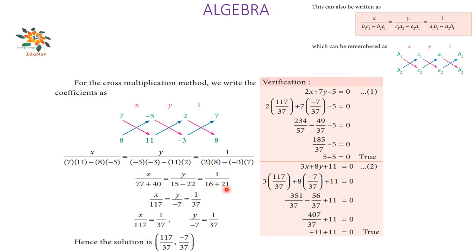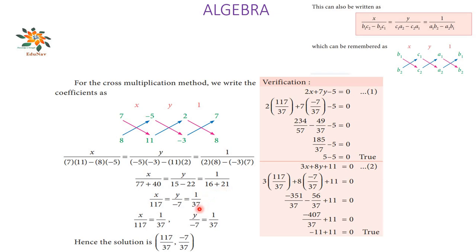On further simplifying, we have the next step: x divided by (40 + 77 will be 117), that's equal to y divided by (15 - 22 equals -7), that's equal to 1 divided by (16 + 21 equals 37).